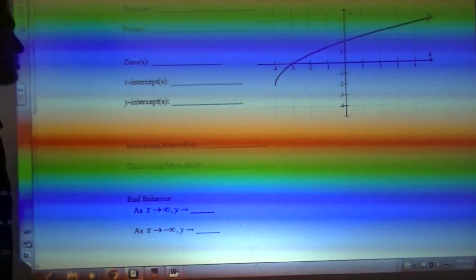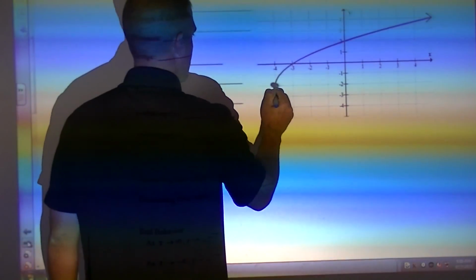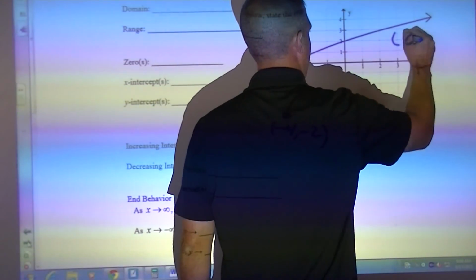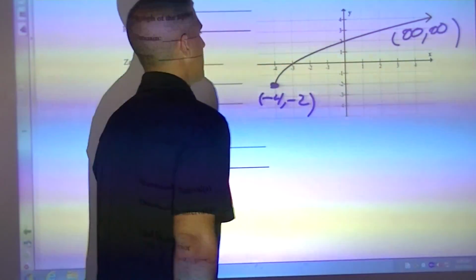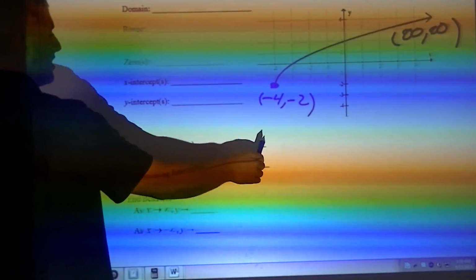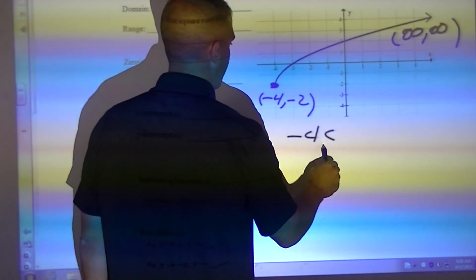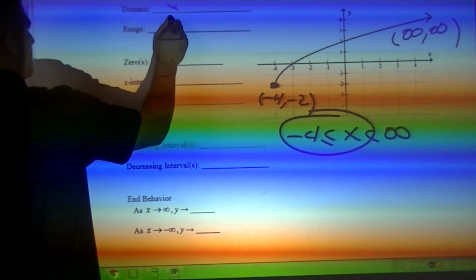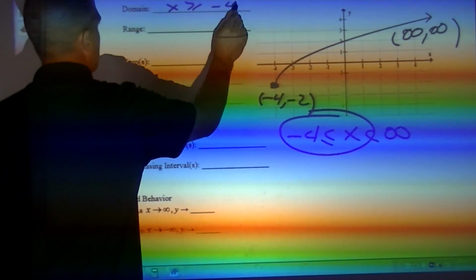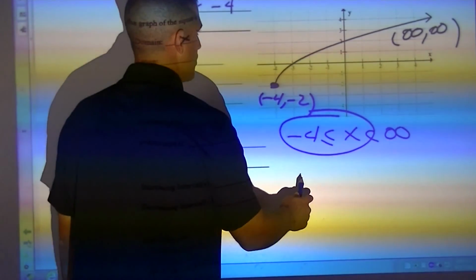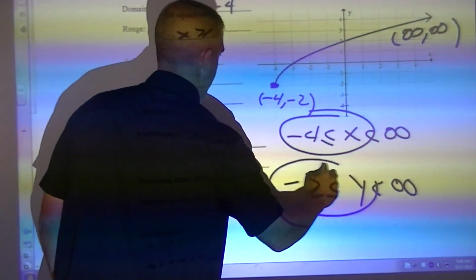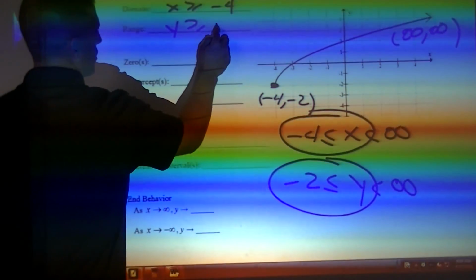All right, number 35, this is a review question. Make sure you fill in this dot, which is negative 4, negative 2. Make sure you label this arrow, which is positive, positive. The domain: smallest x value is negative 4, biggest is infinity. So the domain is x is greater than or equal to negative 4. The smallest y value is negative 2, the biggest y value is infinity. That's going to be y is greater than or equal to negative 2.